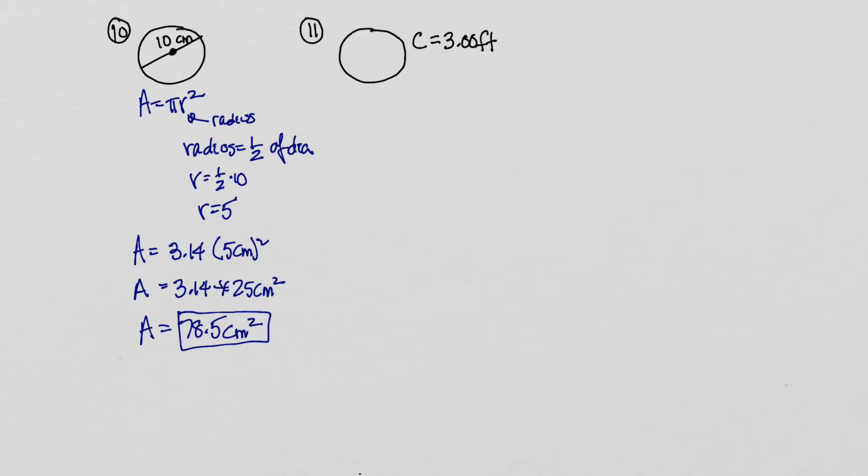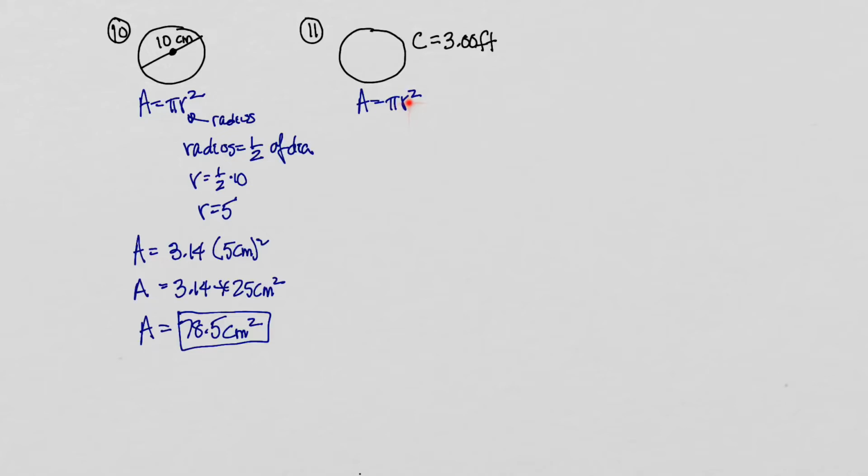Well, now here in number 11, we want to find the area of this circle. And we're given that the circumference is 3 feet. Now, if you look back to number 9, we found the area of a circle with a radius given. In number 10, diameter was given, and now we're given the circumference. We're still going to use our area formula, which is area is equal to pi r squared, but we need to get r.